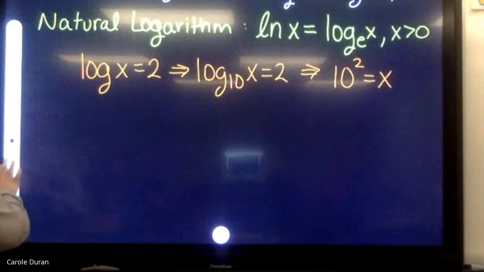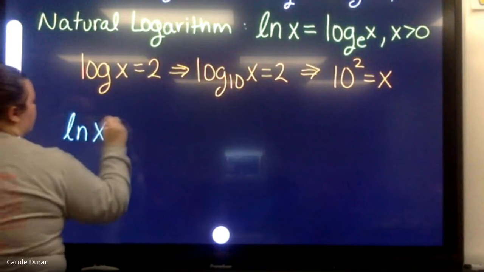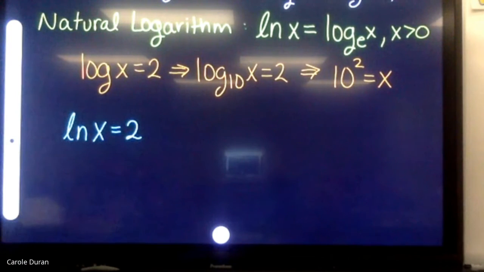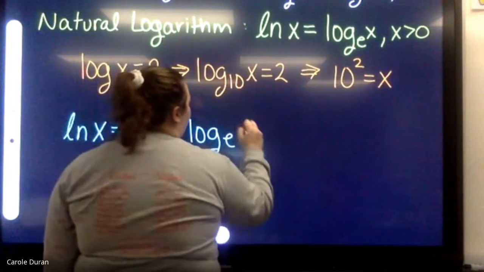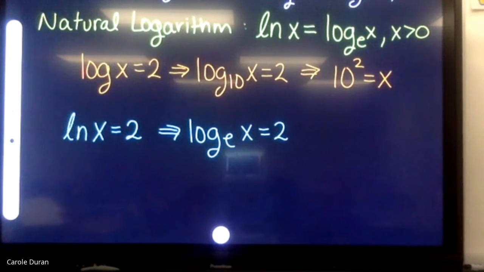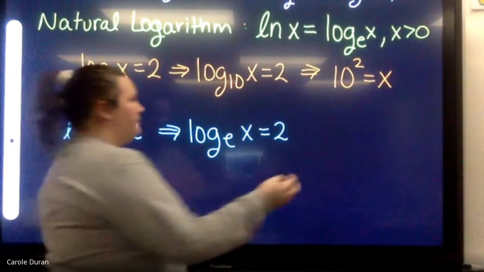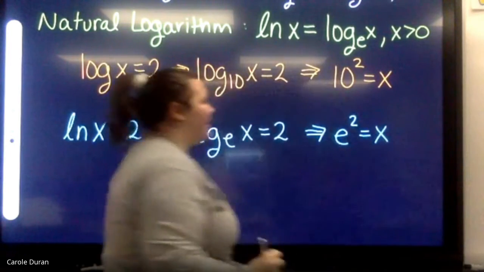So then, what if I have natural log of x equals 2. Natural log is the same as log with the base of what? e. So this is the same as log base e of x equals 2. Which means I can rewrite this as an exponential. And my exponent will be e squared equals x.